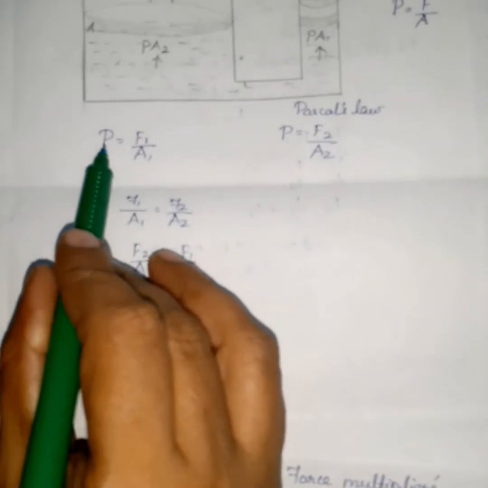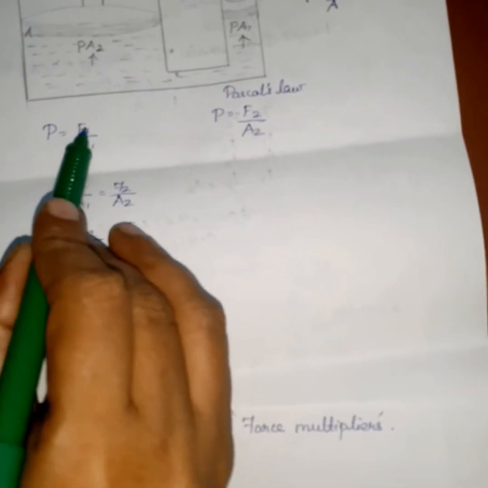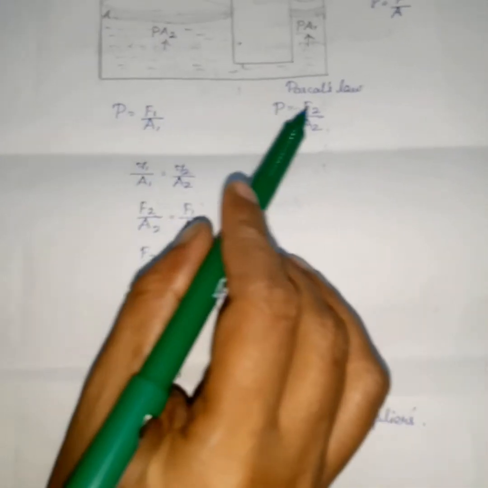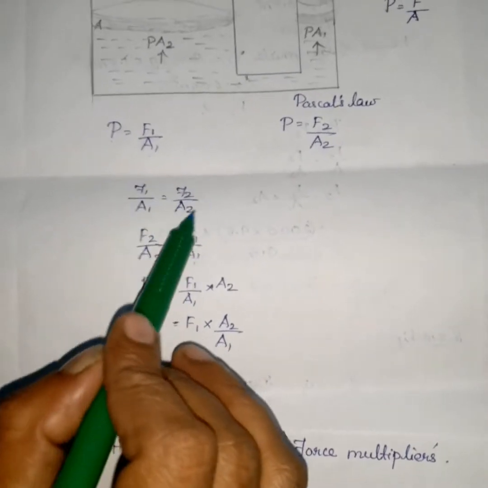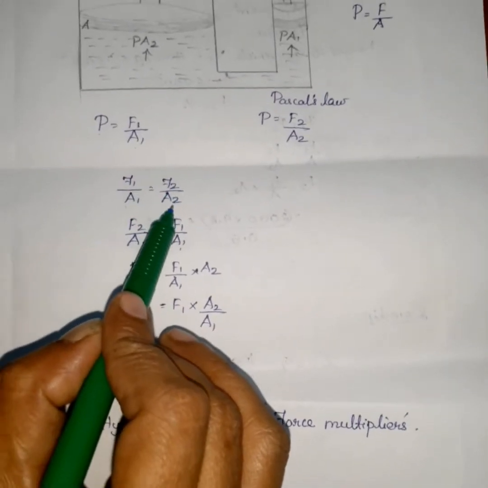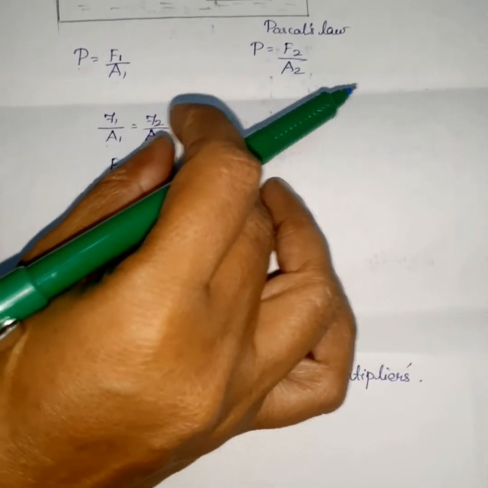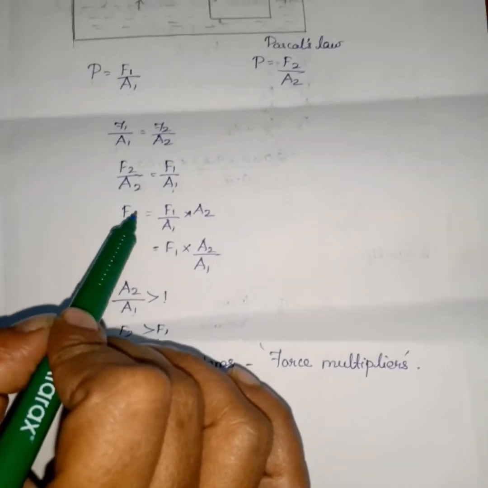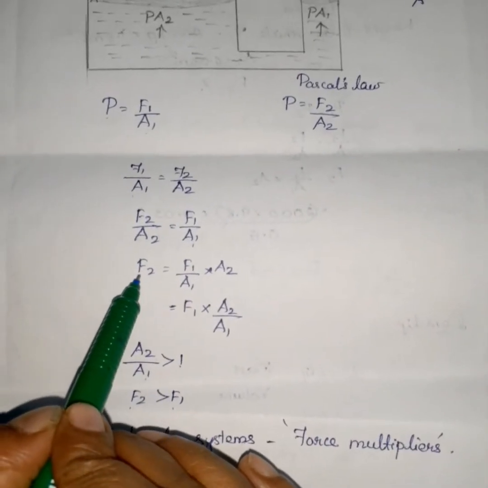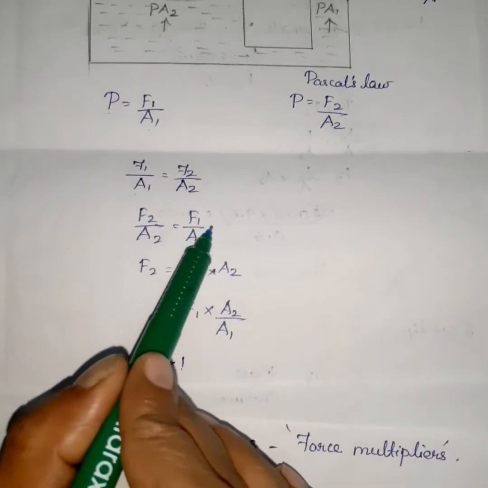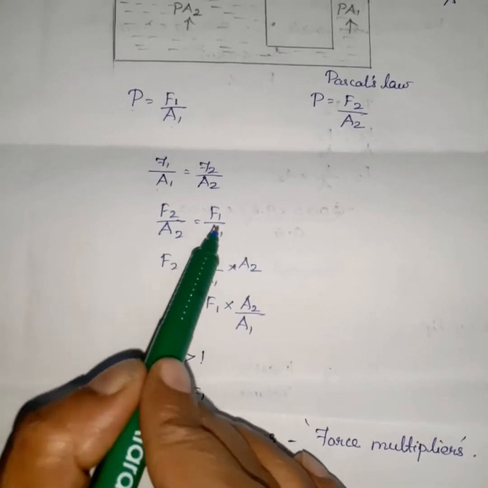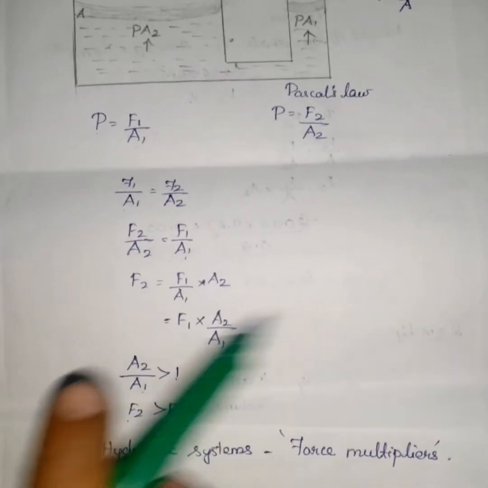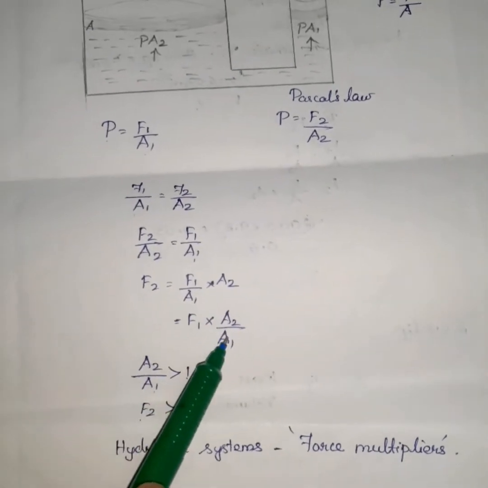Now you equate P equal to P. So P is equal to F1 by A1, and P is equal to F2 by A2. So F1 by A1 equals F2 by A2. Now the left hand side and right hand side you change. So F2 by A2 equals F1 by A1. So what do you find out? F2 equals F1 by A1 into A2, cross multiply. So F2 equals F1 multiplied by A2 by A1.